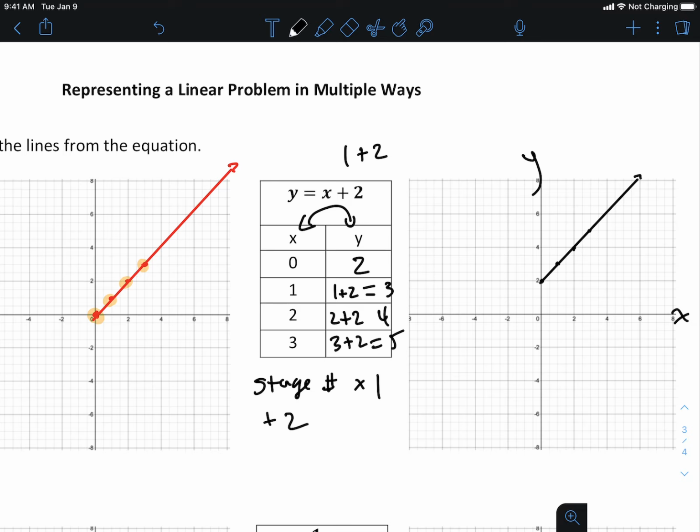That's the constant. Let me show you something. What if I took the red line from the first one and graphed it on the same graph? What would you expect to see? It's the same graph, it just starts from a different point. That's interesting, isn't it?